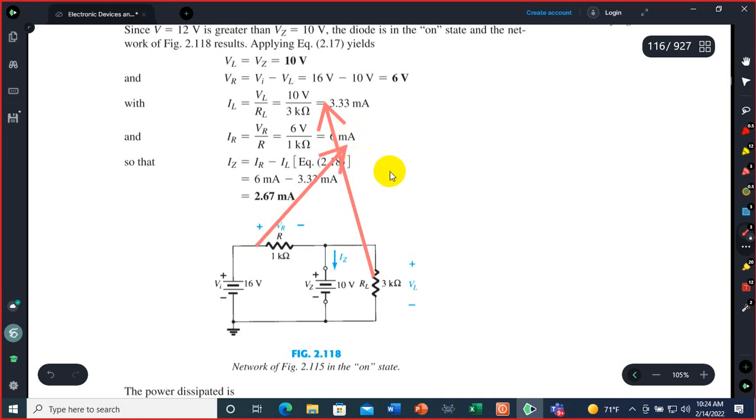Okay, so total current minus 3.33. 6 milliampere minus 3.33 milliampere. So that's the current, 2.67 milliampere through the zener diode, IZ.